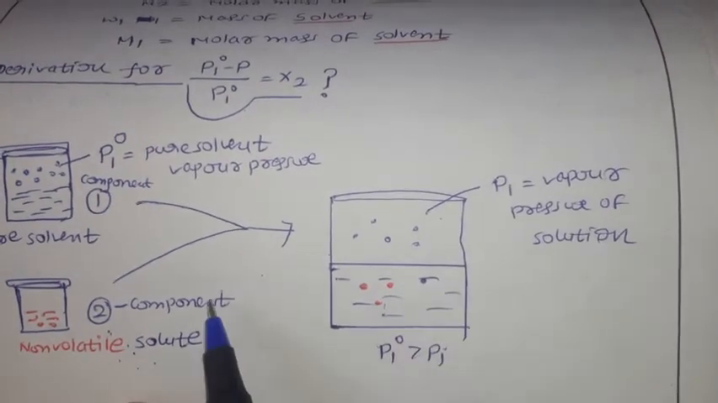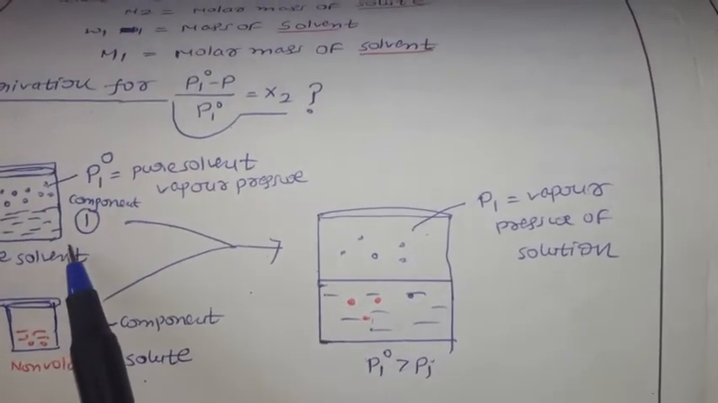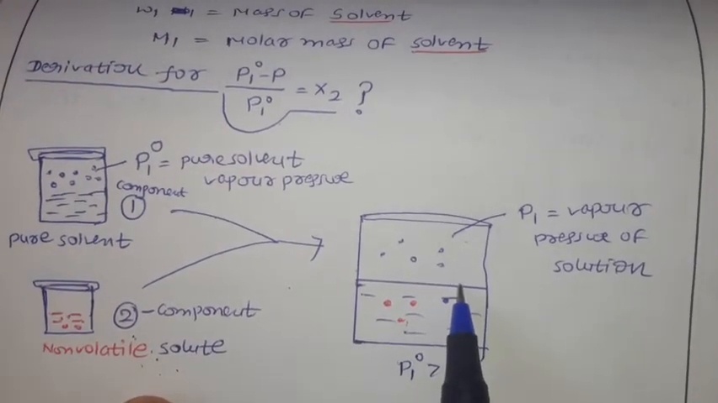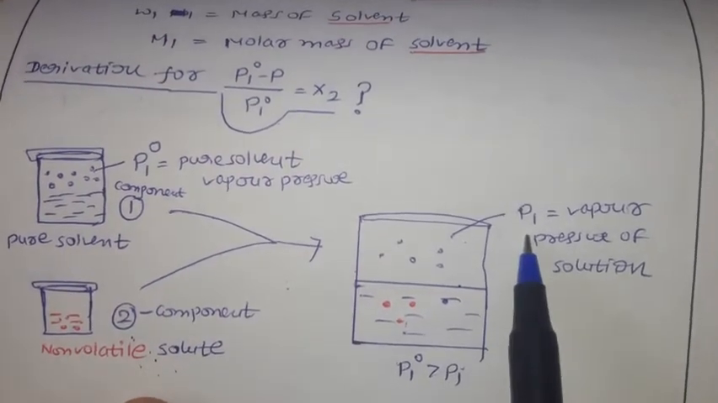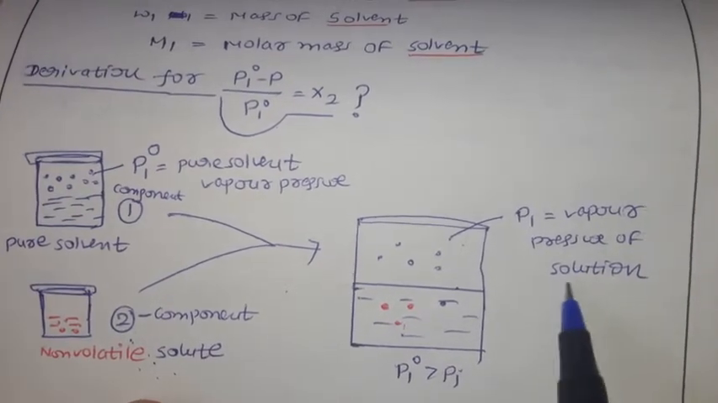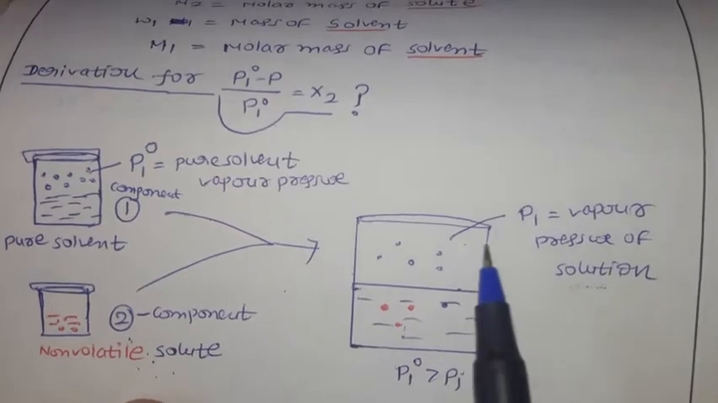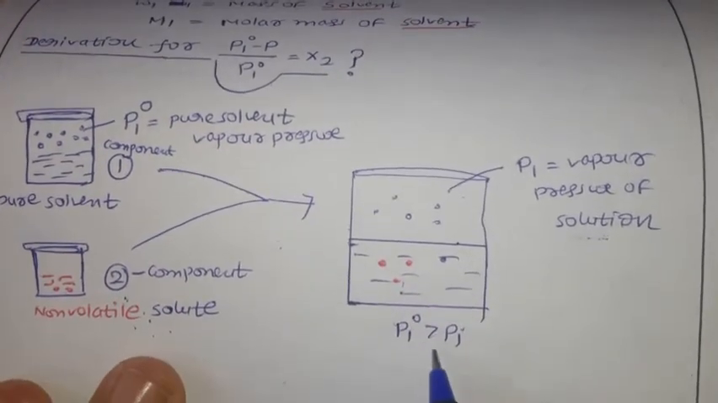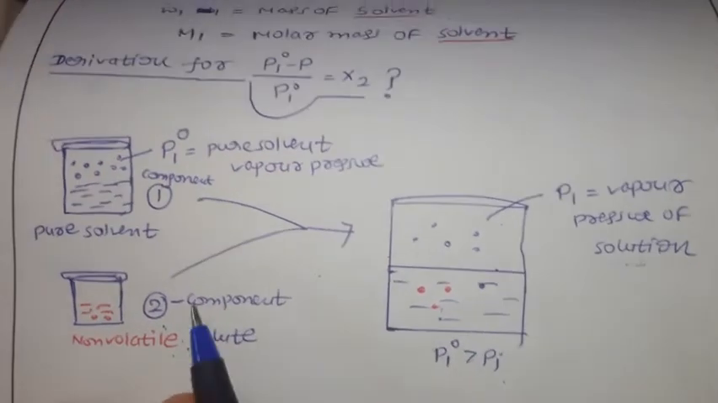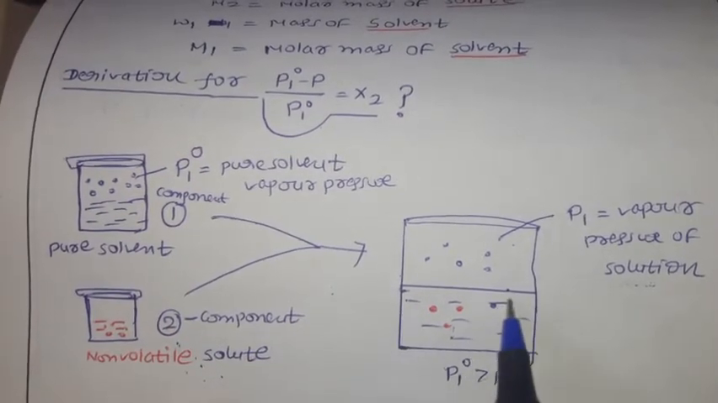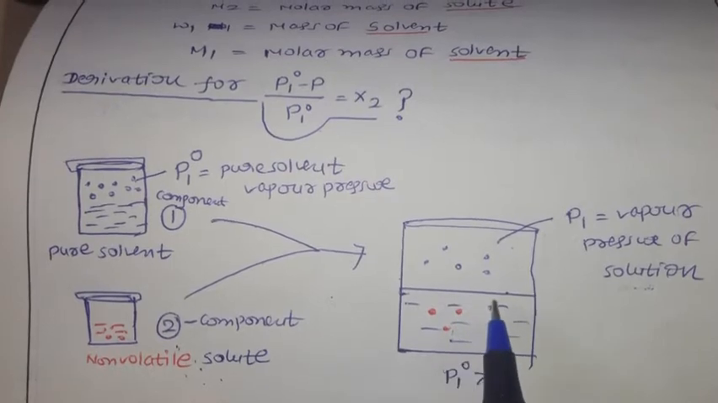If you compare here, the pure solvent has more vapor pressure, but in the solution the vapor pressure is going to decrease. Here P1 means the vapor pressure of the solution, because you already added the solute, so it has become a solution. Now if you see, P1 naught is greater than P1. Why? Because, as we already discussed, when you add the non-volatile solute on the surface, in the previous video we discussed the vapor pressure of solid liquid solution.